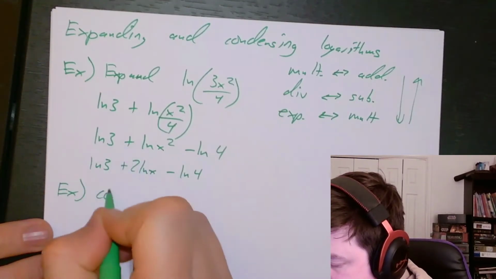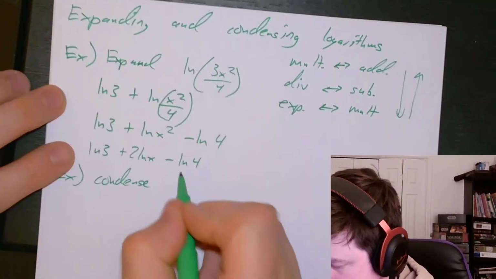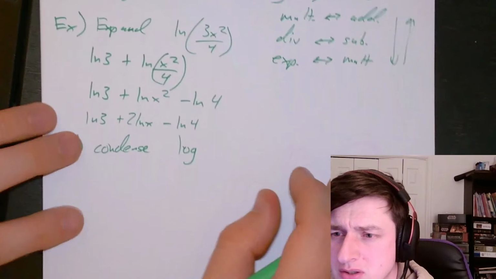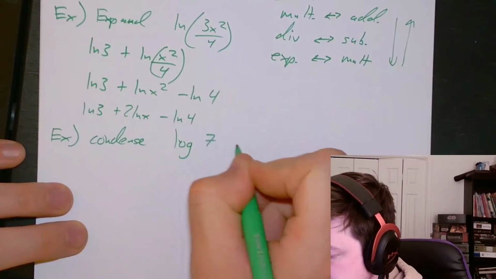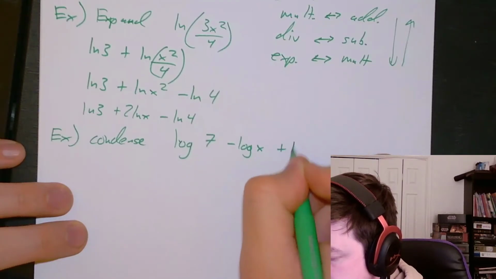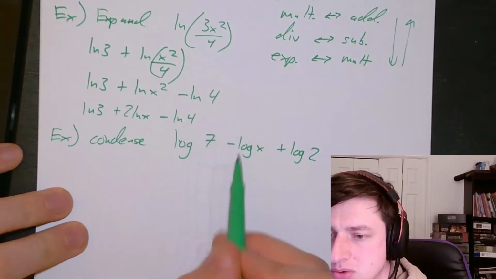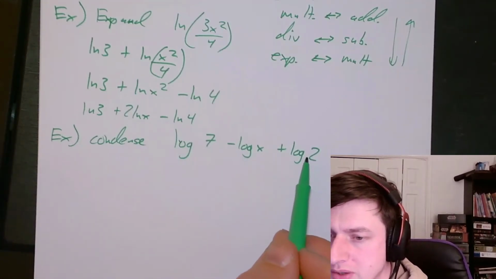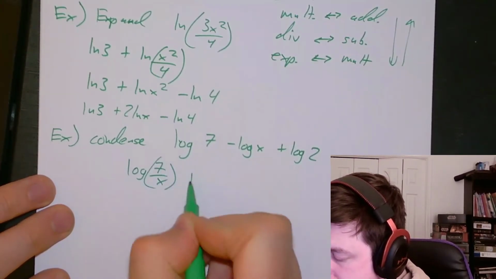And then we also need to be able to condense, which is just going the other way, starting with this and turning it into a single logarithm. So log, these can be any base. It doesn't need to be the natural log. Log of, I don't know, 7 minus log x plus log 2. So I'm going to turn this division, or the subtraction, into division. So these two we're condensing, so all three of these are going to become one logarithm. So log 7 divided by x plus log 2.